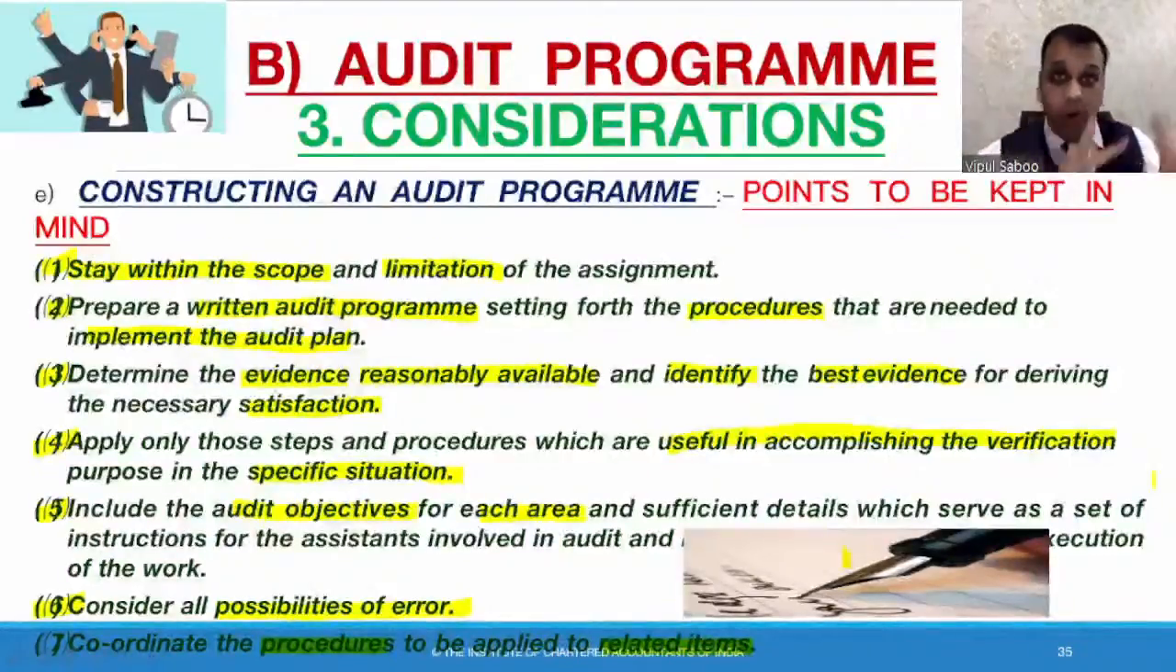So you have to coordinate all the procedures which you have to apply to the related items, and there should be a provision for those procedures in your audit program.